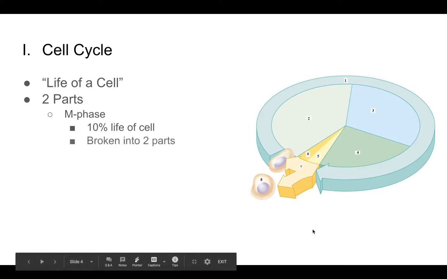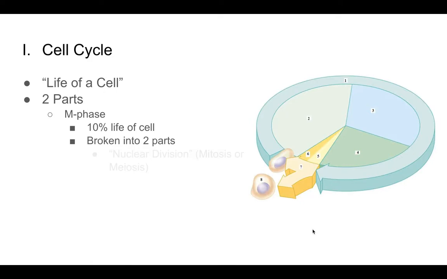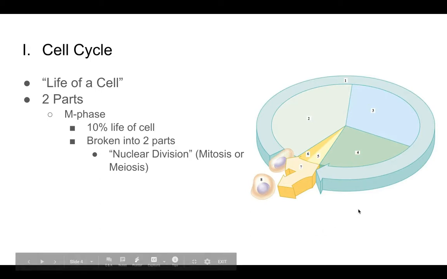So the 2 parts that we see as 5 and 6, number 5 is called nuclear division. And this is either going to be the process of mitosis, which we're getting ready to talk about, or it's going to be meiosis, which we'll see in the next unit. But number 5 is nuclear division. We are literally dividing the cell.